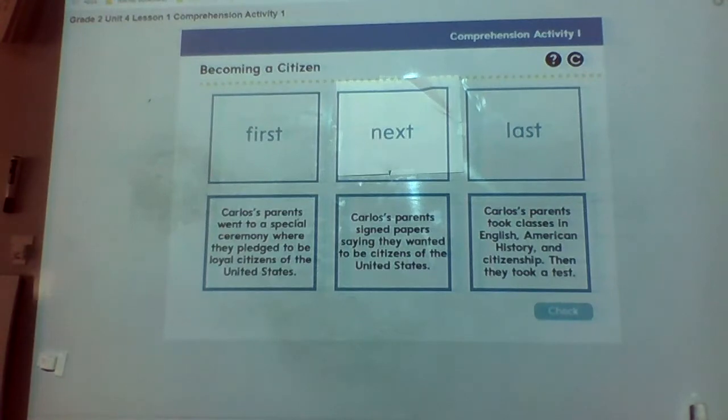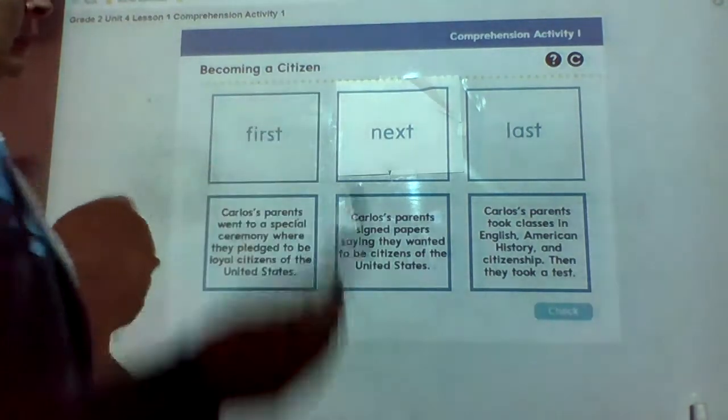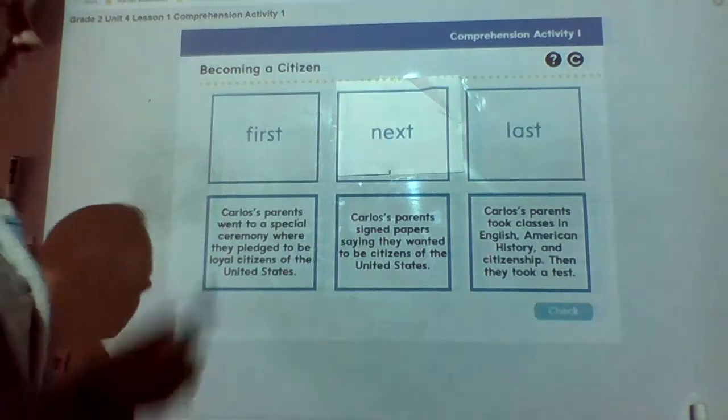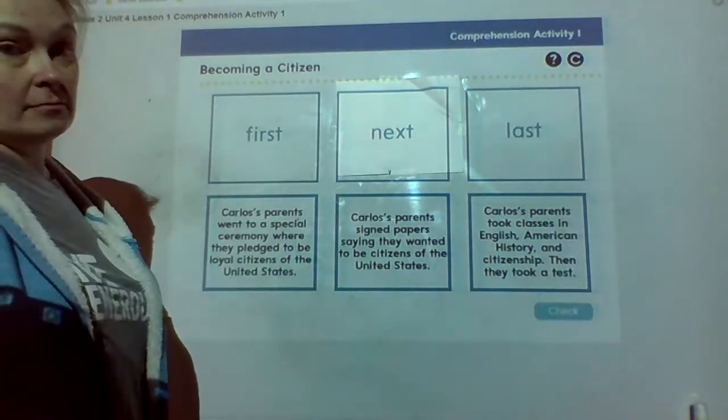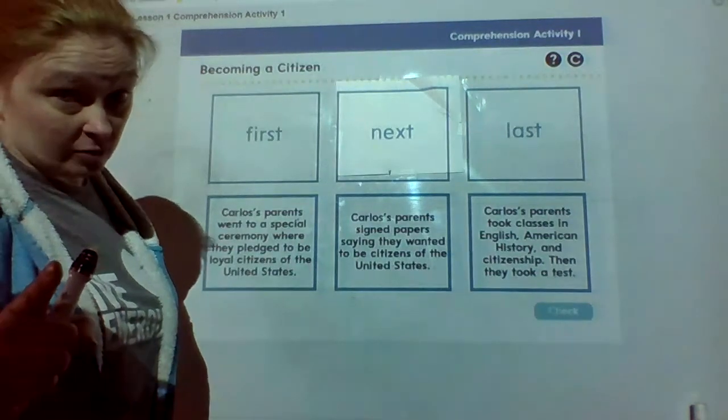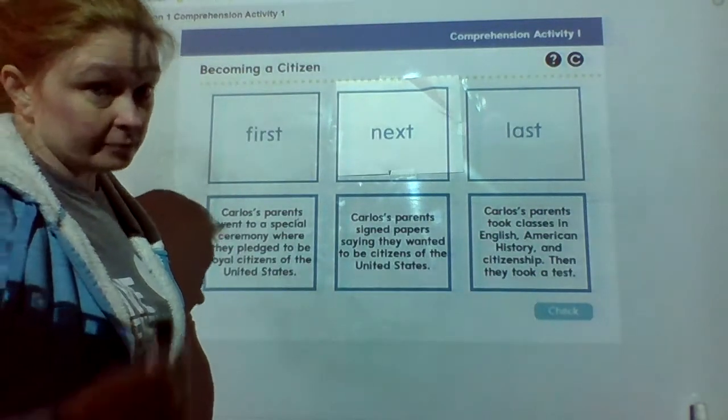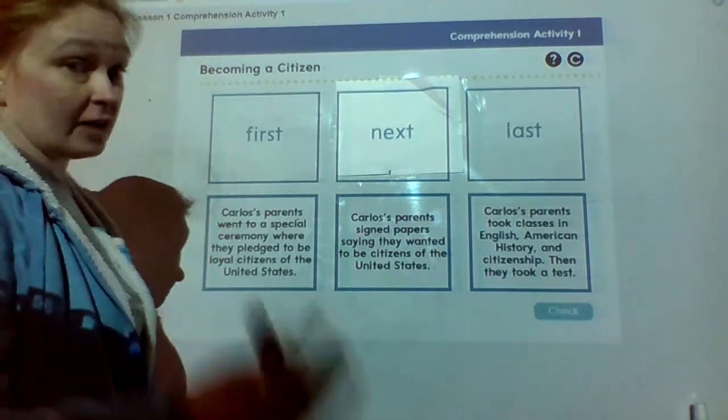A little bit more about becoming a citizen. Things happen in order, right? So when we have a timeline, we might even say first, next, and last. That's what you should be using when you're writing. Remember, when you're telling me an order of a story. First, then, next, last, finally, whatever.